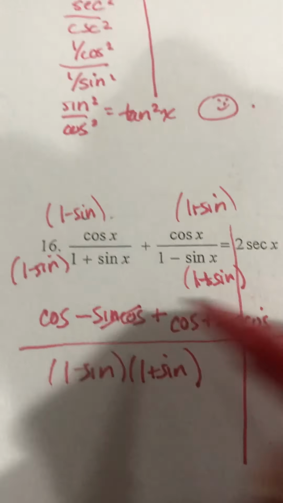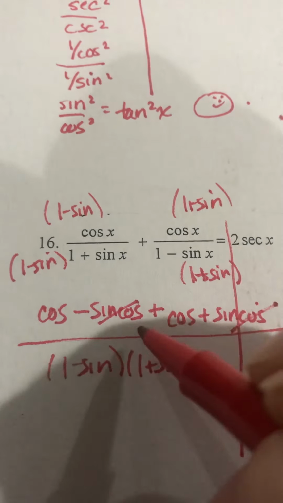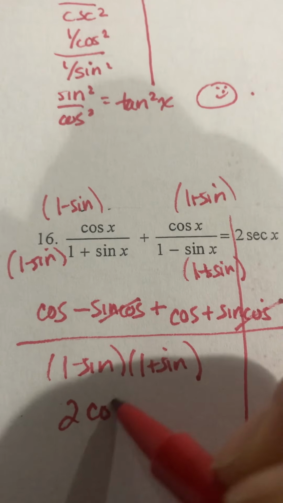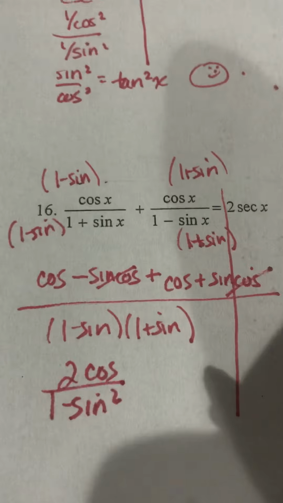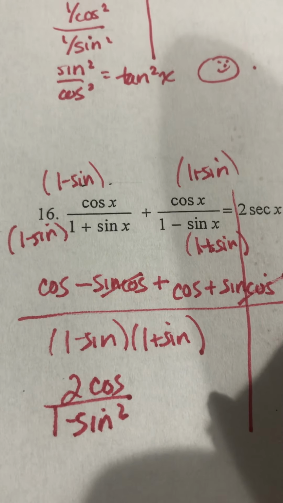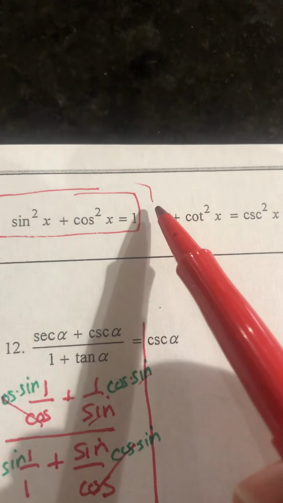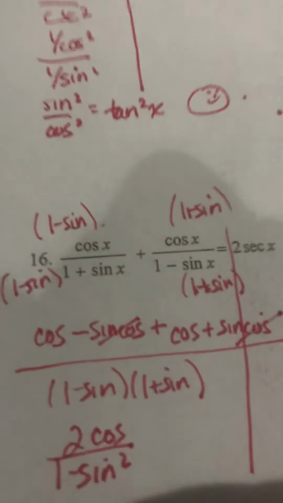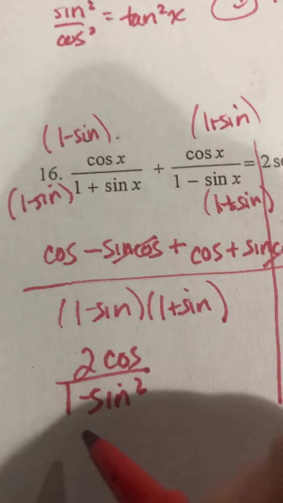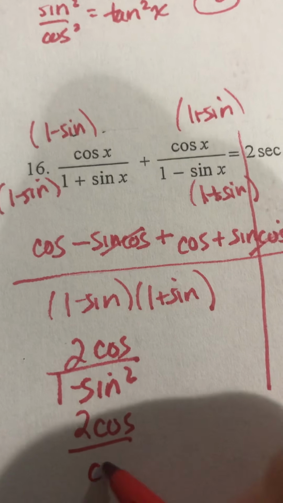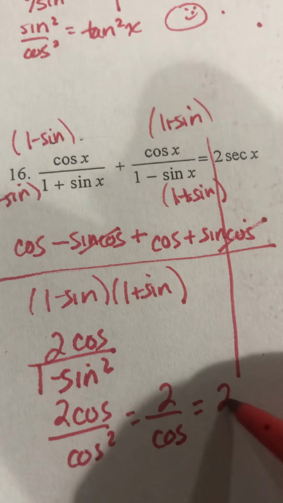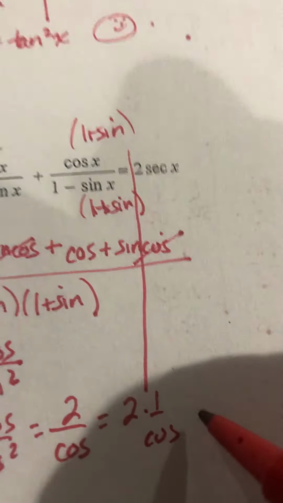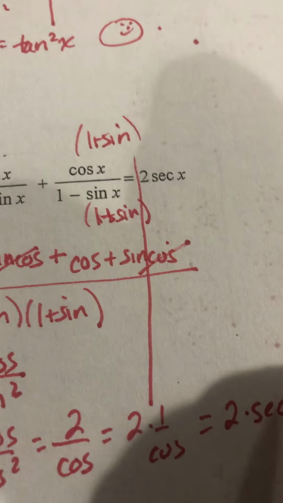Well, here that's going to cancel. And I have cos plus cos, which is 2 coses. And if I FOIL that back together, now I have 1 minus sine squared. Always comes back to this main Pythagorean identity. 1 minus sine squared, if I move that over, is the same thing as cos squared. So I have 2 cos over cos squared. One of the coses is going to cancel. 2 over cos is really the same thing as 2 times secant. And there you have it.